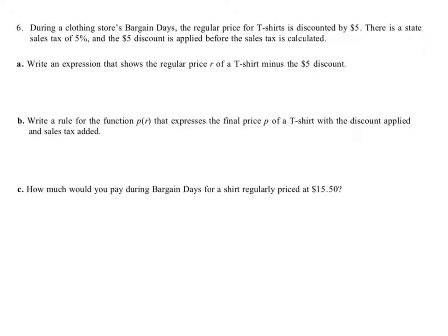So write an expression that shows the regular price R of a t-shirt minus $5 discount. Well, that's going to be then R, the regular price, minus 5. Okay? Write a rule for the function P of R that expresses the final price of a t-shirt with the discount applied and the sales tax added. So we've started out by saying first we're going to take off that $5, okay? And then only once we've taken that off will we multiply for the sales tax.